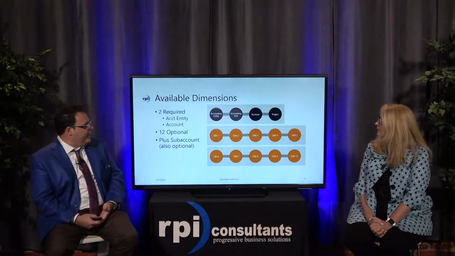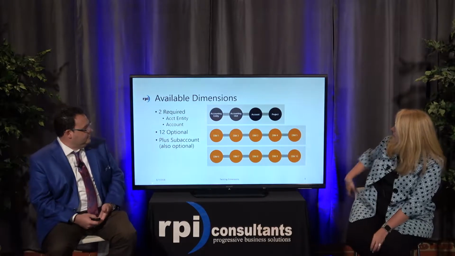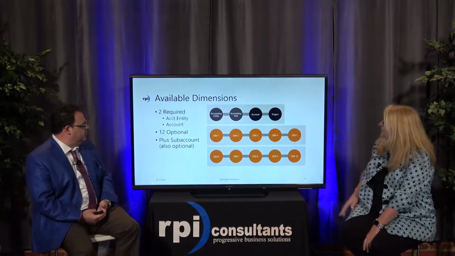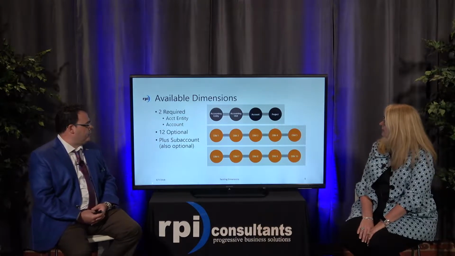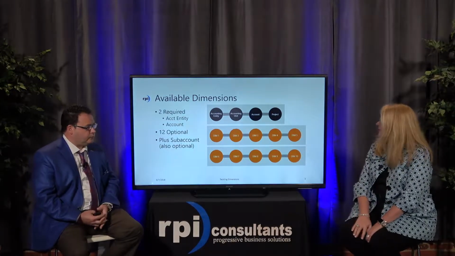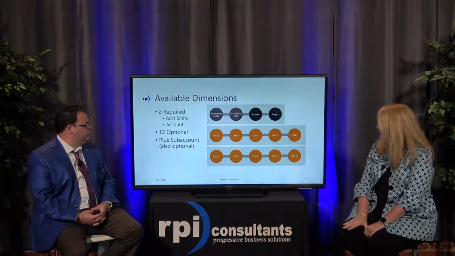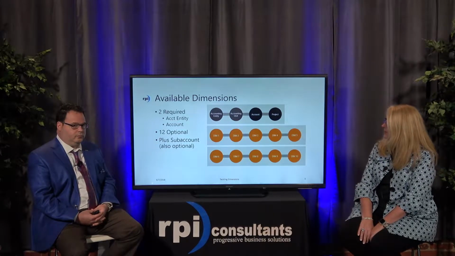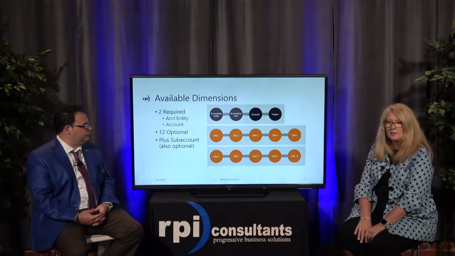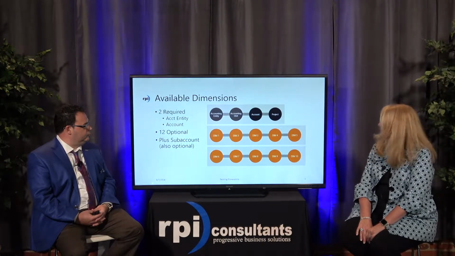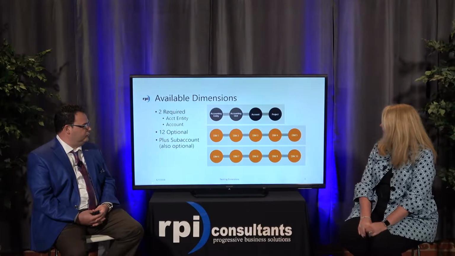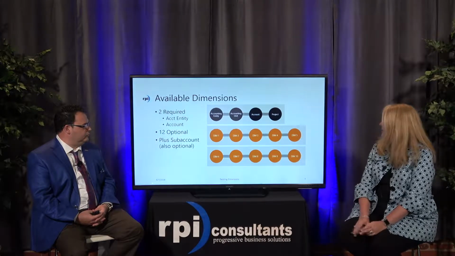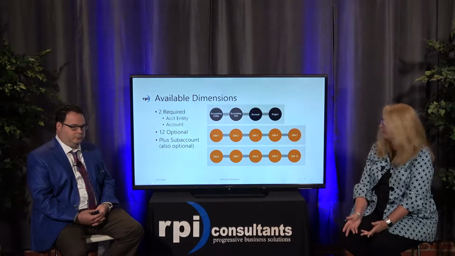So now, what are we looking at here, Cindy? We're looking at the available dimensions that CloudSuite Financials gives us. We have 4 at the top, which are the Infor-created, and the ones at the bottom are the user-created dimensions. We do have 2 dimensions that are always required on a transaction. Those are going to be the accounting entity and the account. And the rest of them can be optional, but you can choose to make them required or not.